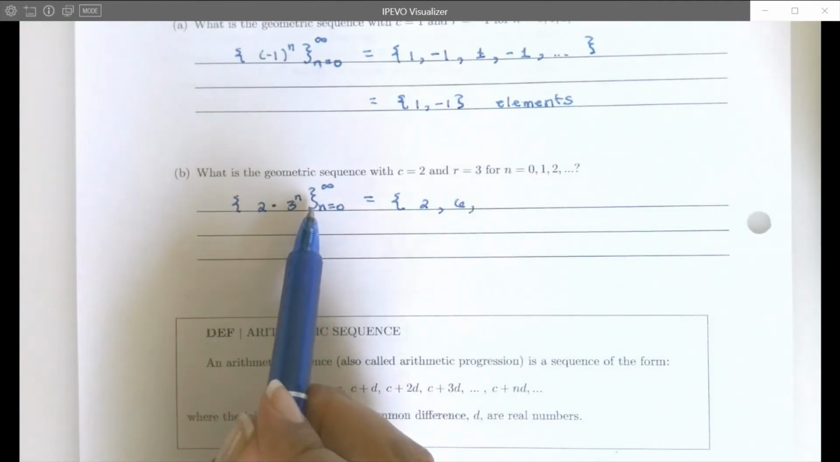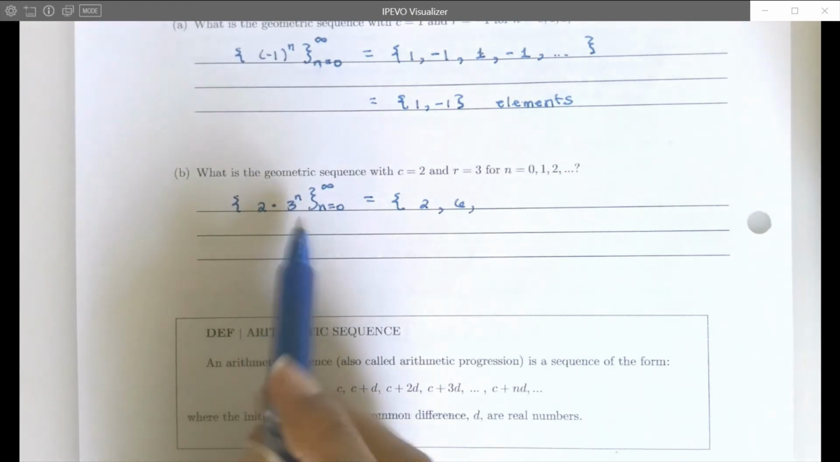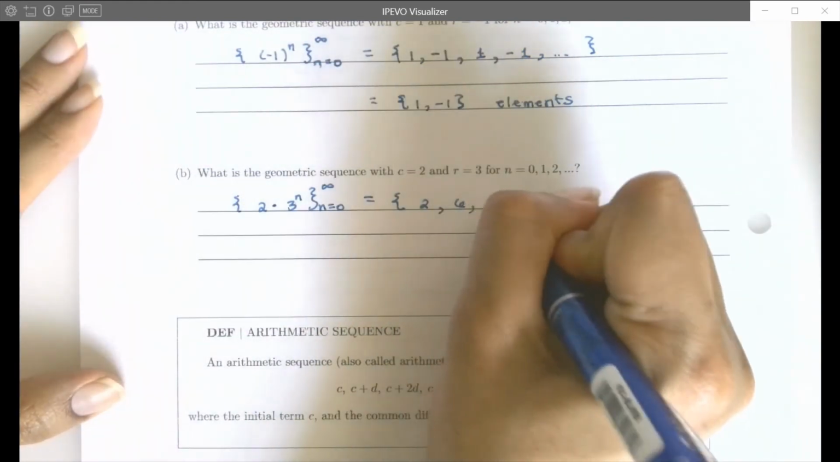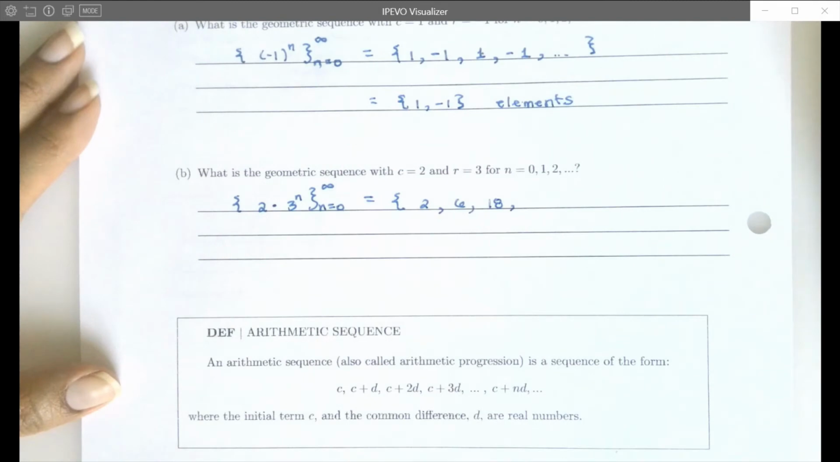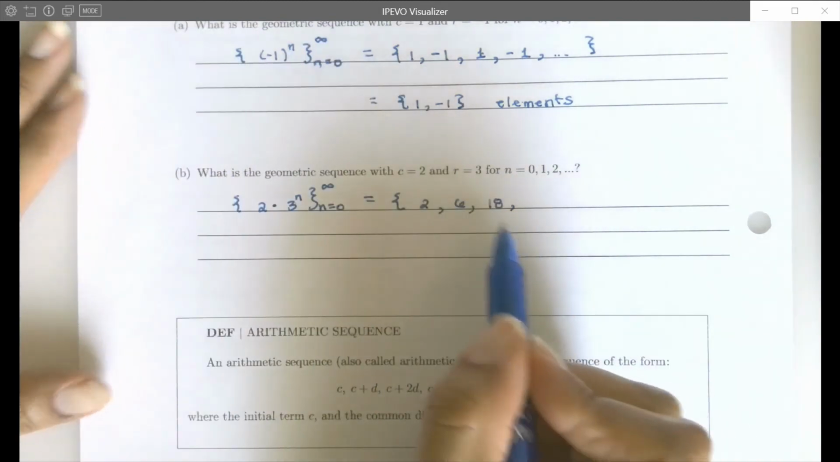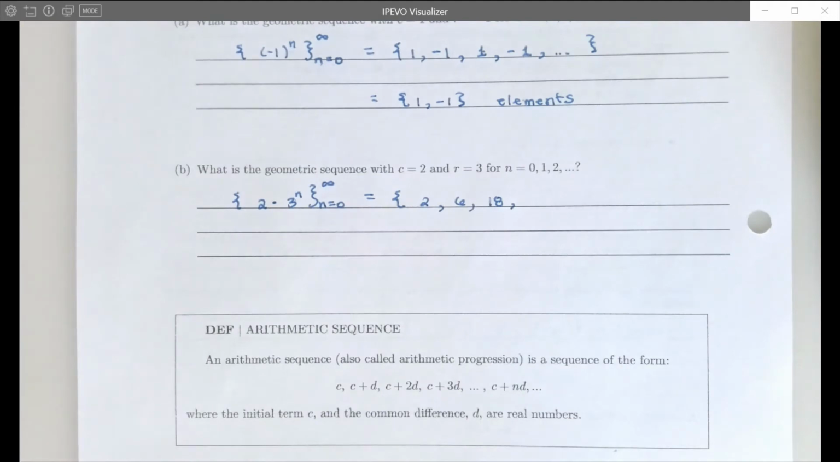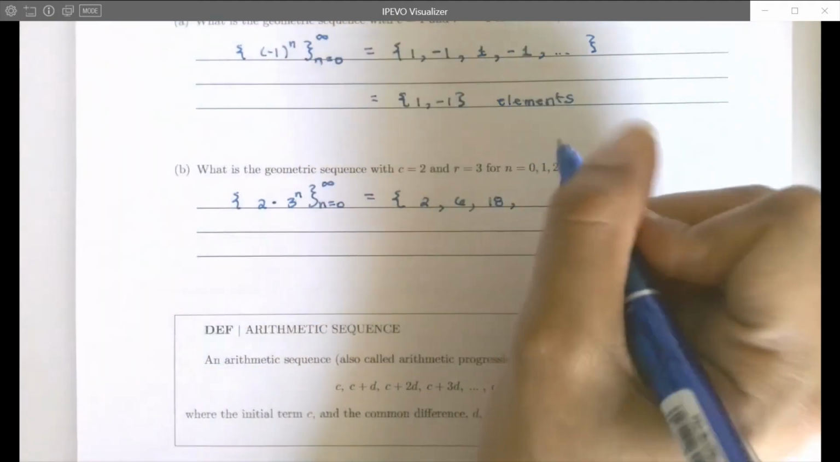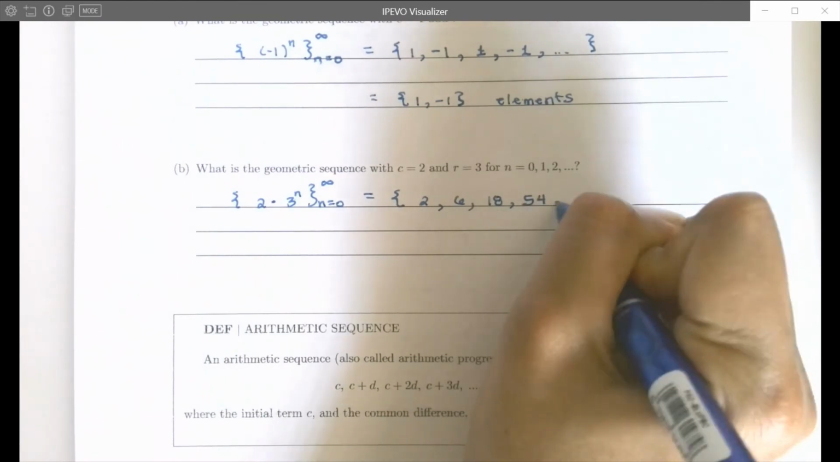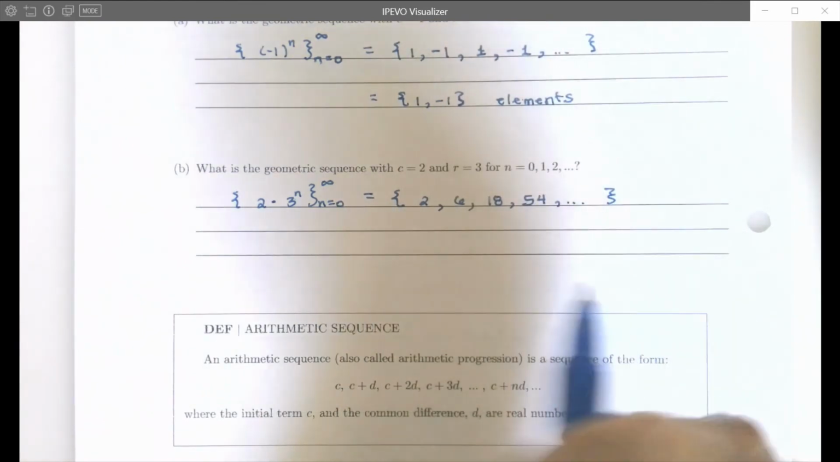When n is 2, we're going to have a 2 times a 9, which is 18. We'll do one more. When n is 3, we're going to have a 27 times a 2, which is a 54. And then that pattern simply continues.